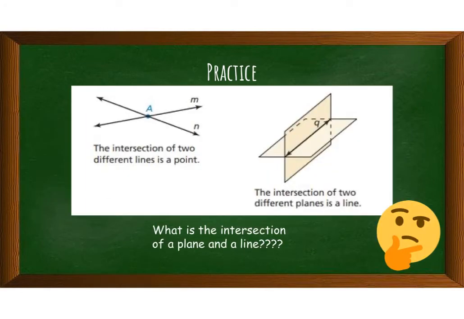All right, so some more practice. The intersection of two different lines is a point, okay? So we've got a line M and a line N, and they intersect at A. That should be pretty simple, right?